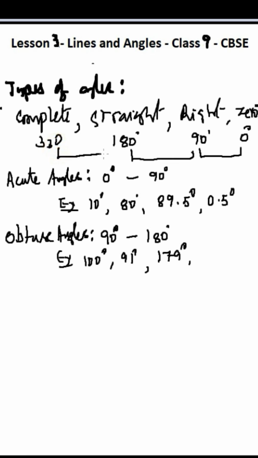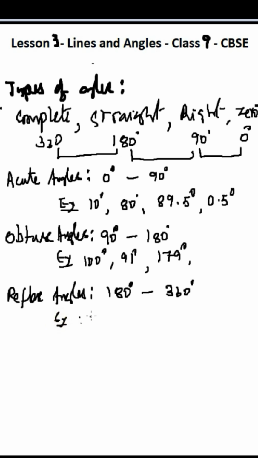Between 180 and 360 degrees, they are called reflex angles. Reflex angles lie between 180 degrees and 360 degrees. Examples I need not give you; they are between 180 degrees and 360 degrees, like 200 degrees, 300 degrees. All of these are called reflex angles.